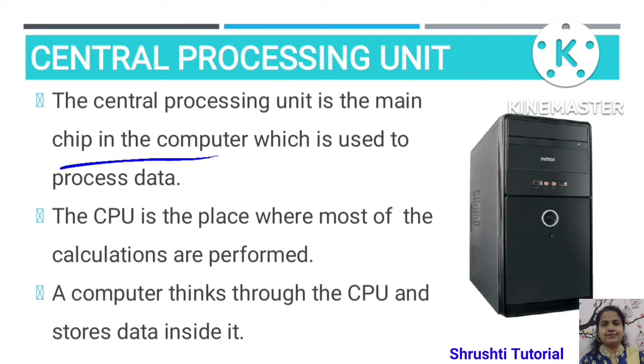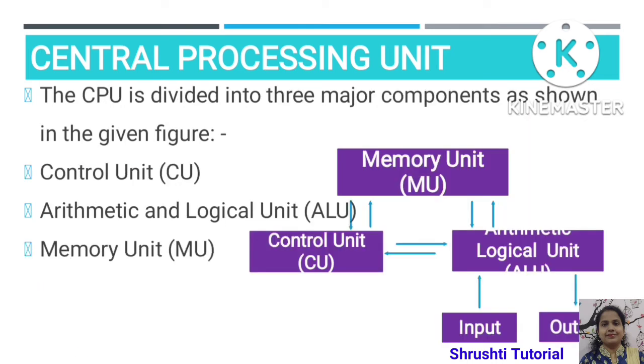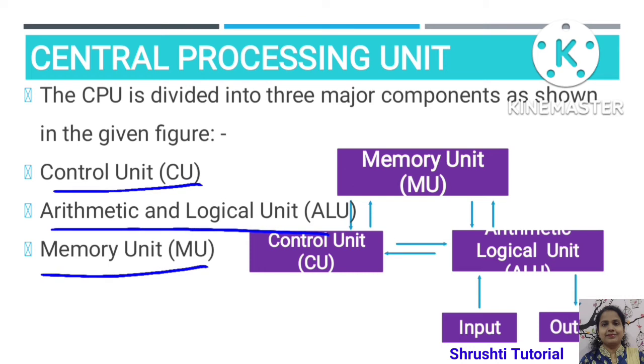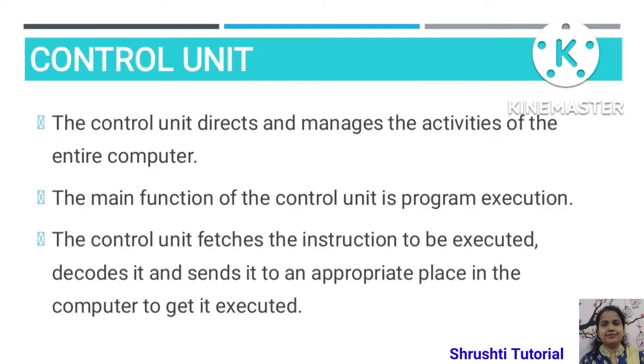The CPU is the place where most of the calculations are performed. A computer thinks through the CPU and stores the data inside it. The CPU is divided into three major components as shown in the figure: control unit, arithmetic and logical unit, and the memory unit. So let us discuss the control unit, the arithmetic and logical unit, and the memory unit.